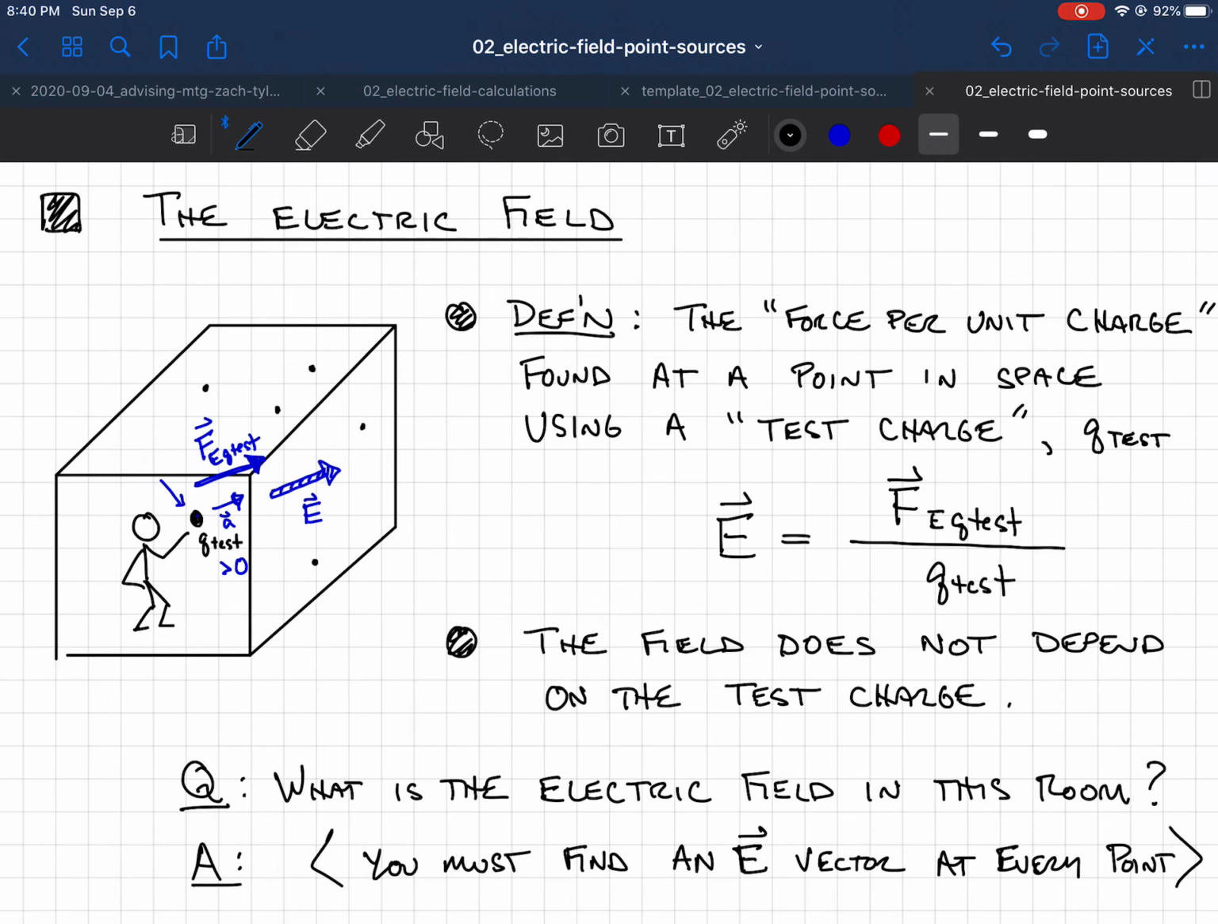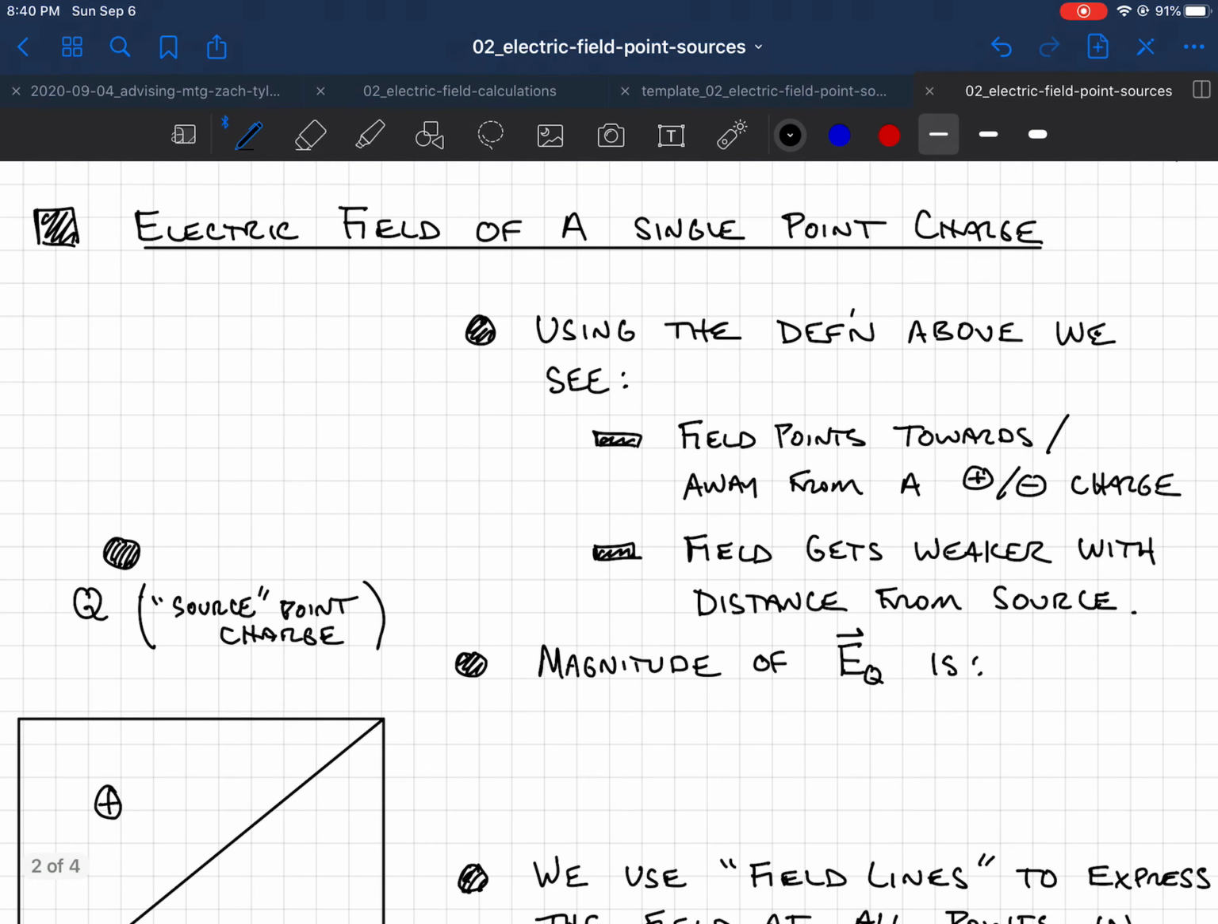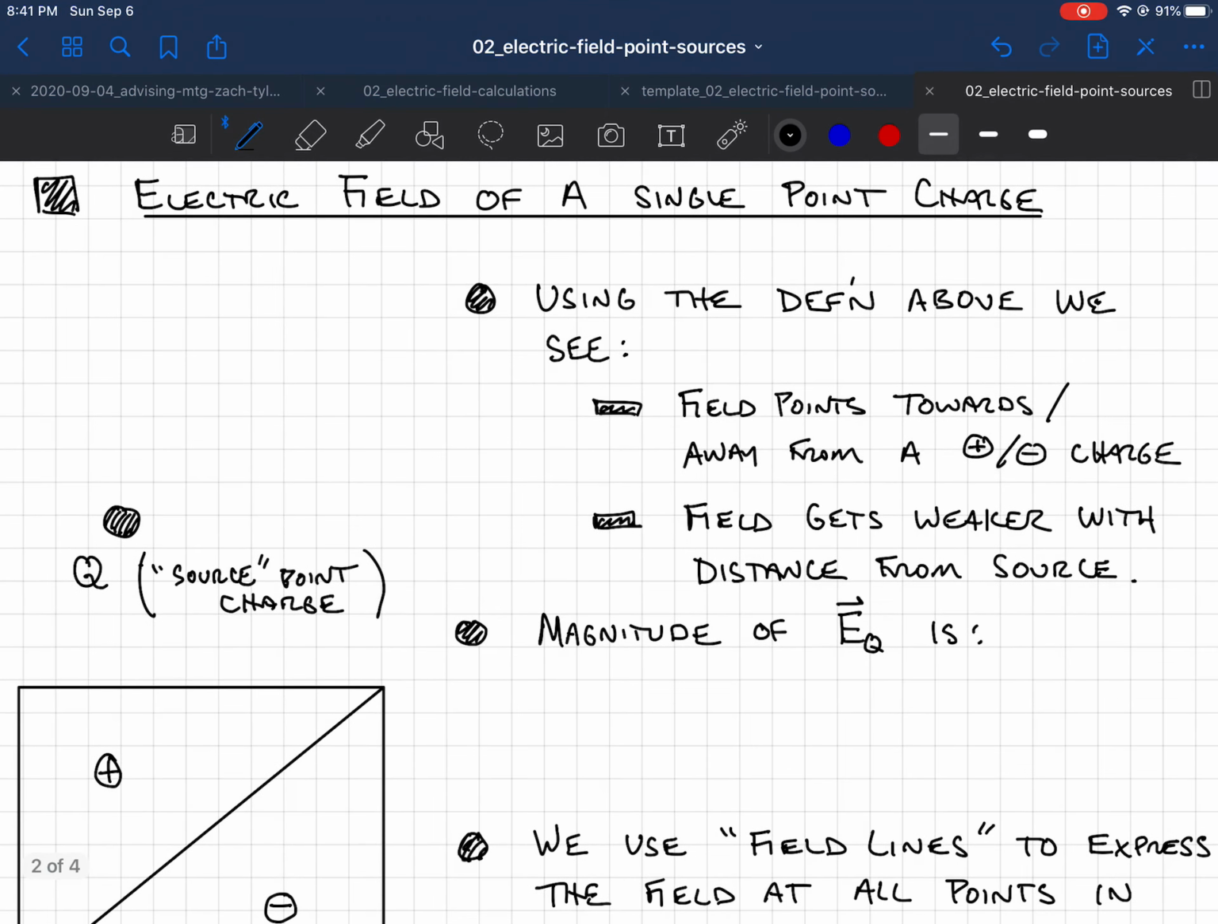It's quite a leap from what we've done in, for example, the first semester of this course, where we mostly talked about forces at a point, like the force on an object at a certain point. Now we're going to move to talking about fields, which are vectors at every point in space, and that complicates things a bit. Okay, so let's talk about the electric field of a single point charge.